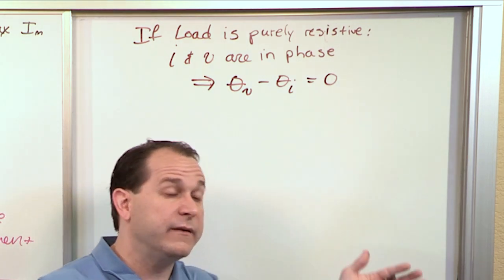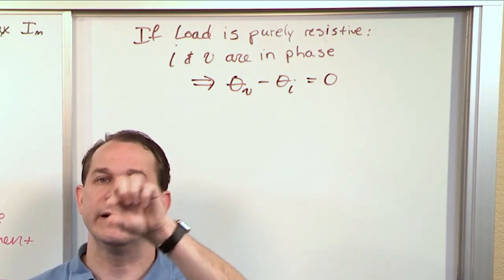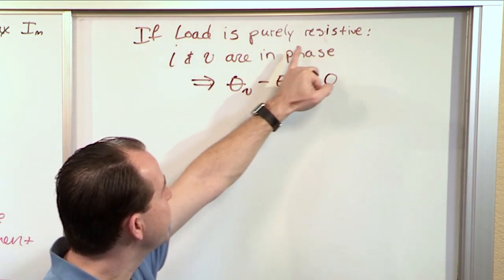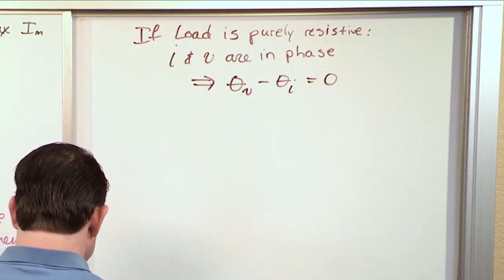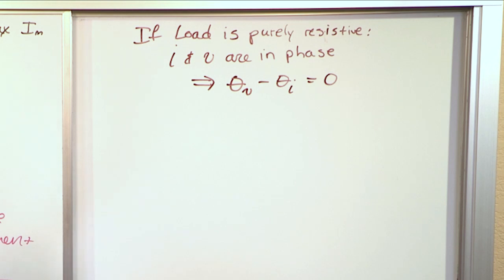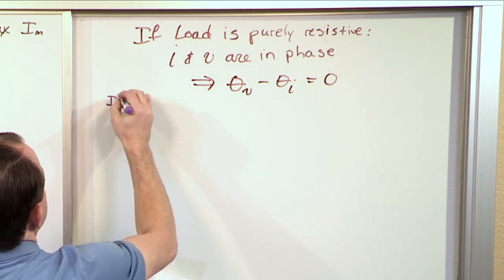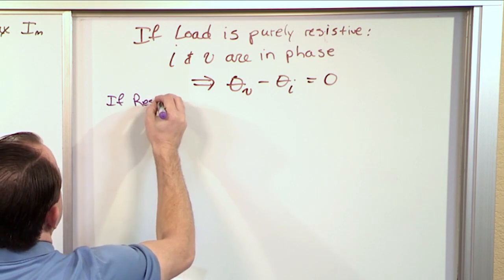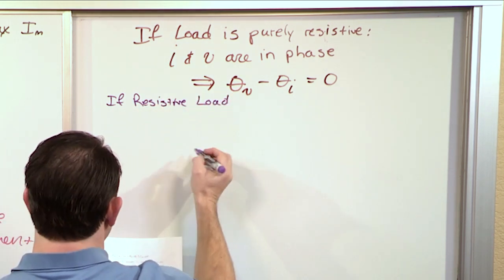Whatever the phase of V is minus whatever the phase of I is, it's 0. That means they track each other perfectly. That only happens if the load is purely resistive. Okay, so there's no relative phase shift between current and voltage. So let's go and plot a few things that can make sense. So we say if resistive load, then let's draw a few things.